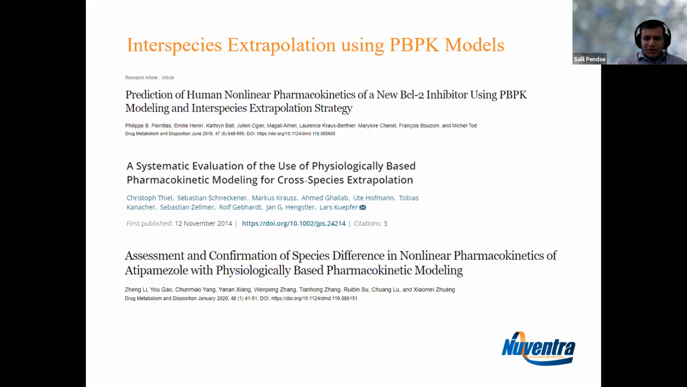When you're doing PBPK modeling, you're able to pull in more data from in vitro sources. So for example, the first publication looked at measured in vitro clearance in microsomes and recombinant enzymes in both rats and humans, and then combined that information together to effectively extrapolate the data from non-clinical species to humans.